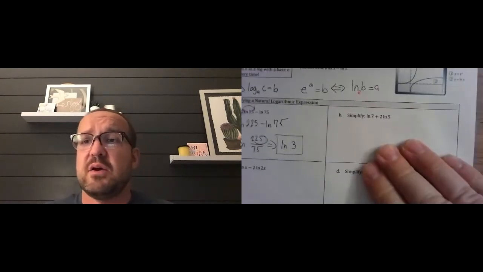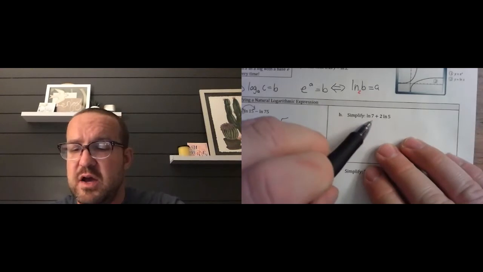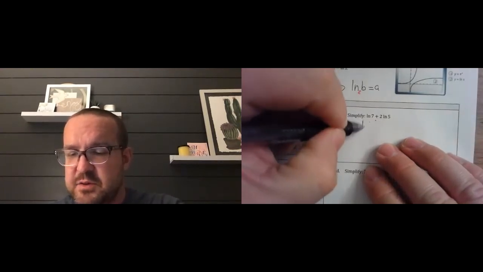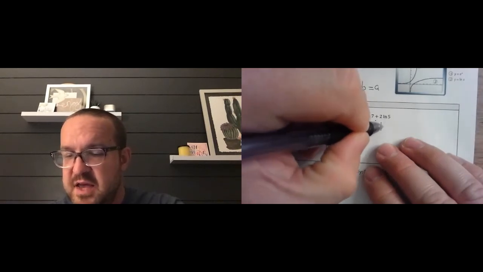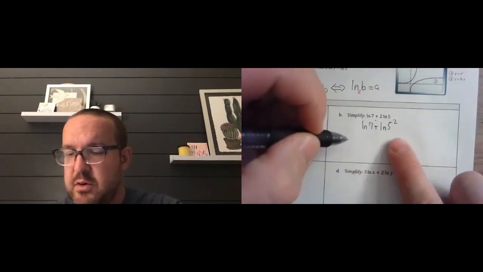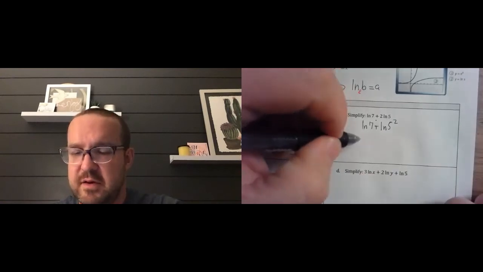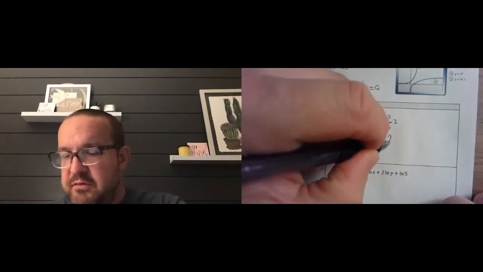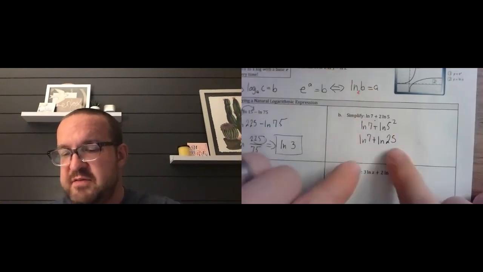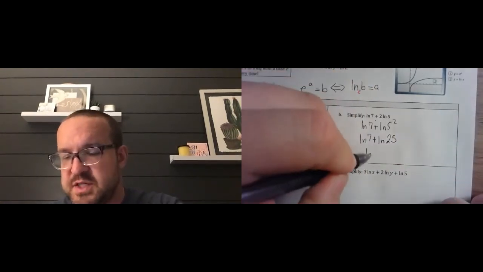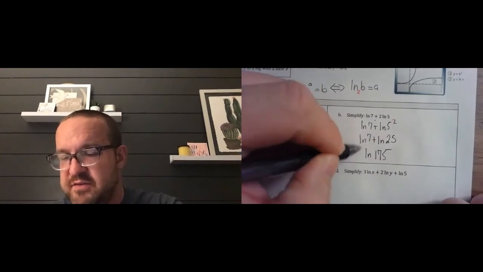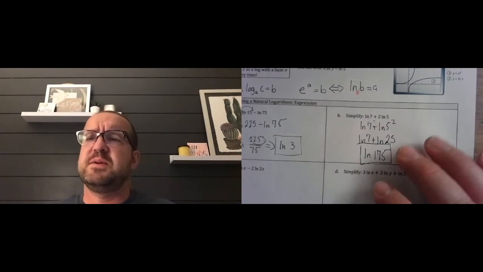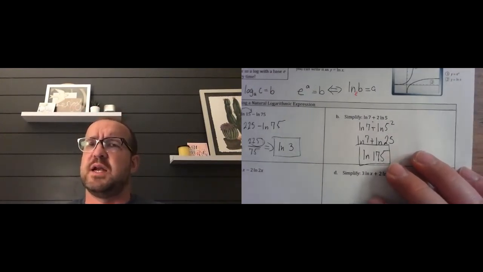We could keep going here, right? For letter B, natural log of 7 plus 2 times the natural log of 5. So the natural log of 7 plus the natural log of 5 squared. We know that's just going to be 25. So the natural log of 7 plus the natural log of 25. Now we know to multiply those, and we just have the natural log of 175. Again, we could put that in the calculator, not really a need to, just because we would just get a random decimal with that.